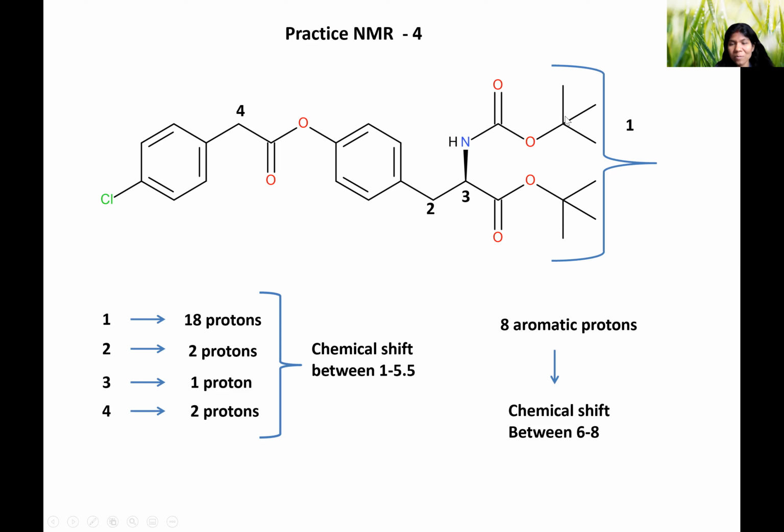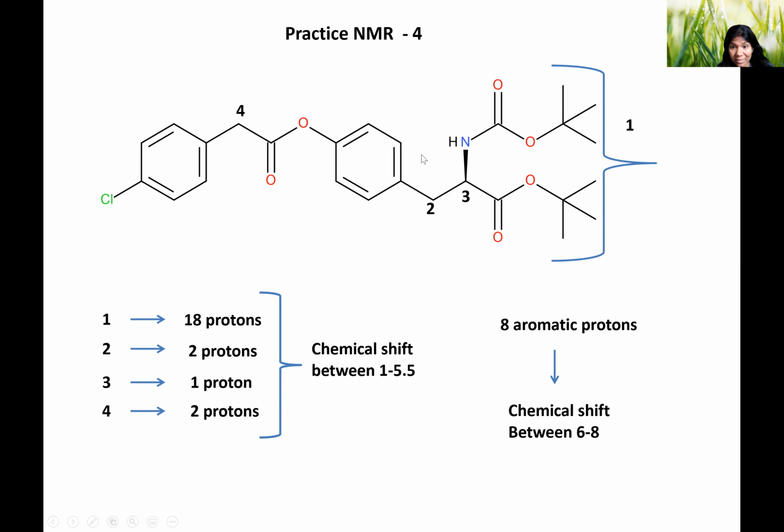So 1, as I said, I have drawn the groups over here. These are the tertiary butyl groups, which I had shown in one of my structures, TBU. So I have drawn it over here. You can see all these are tertiary butyl groups. So it has total 6 into 3, 18 protons, and 2 has 2 protons, and 3 has 1 proton, and 4 has 2 protons. And I am not marking this NH proton over here. As I said, it may or may not appear depending upon the NMR solvent.